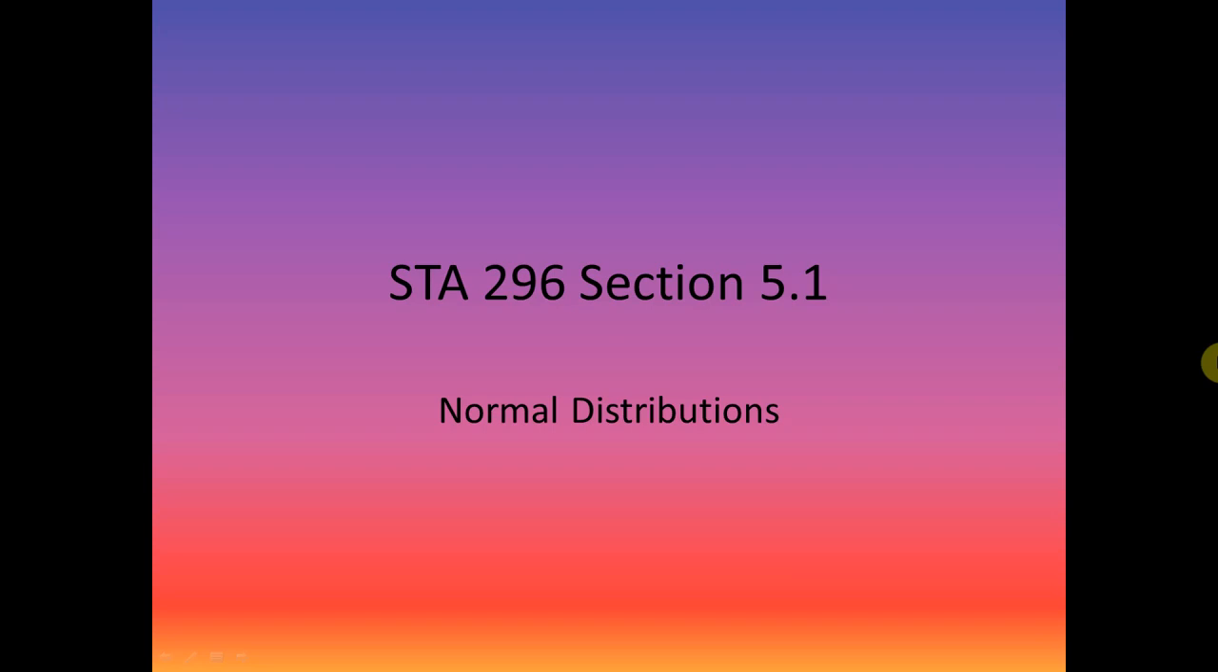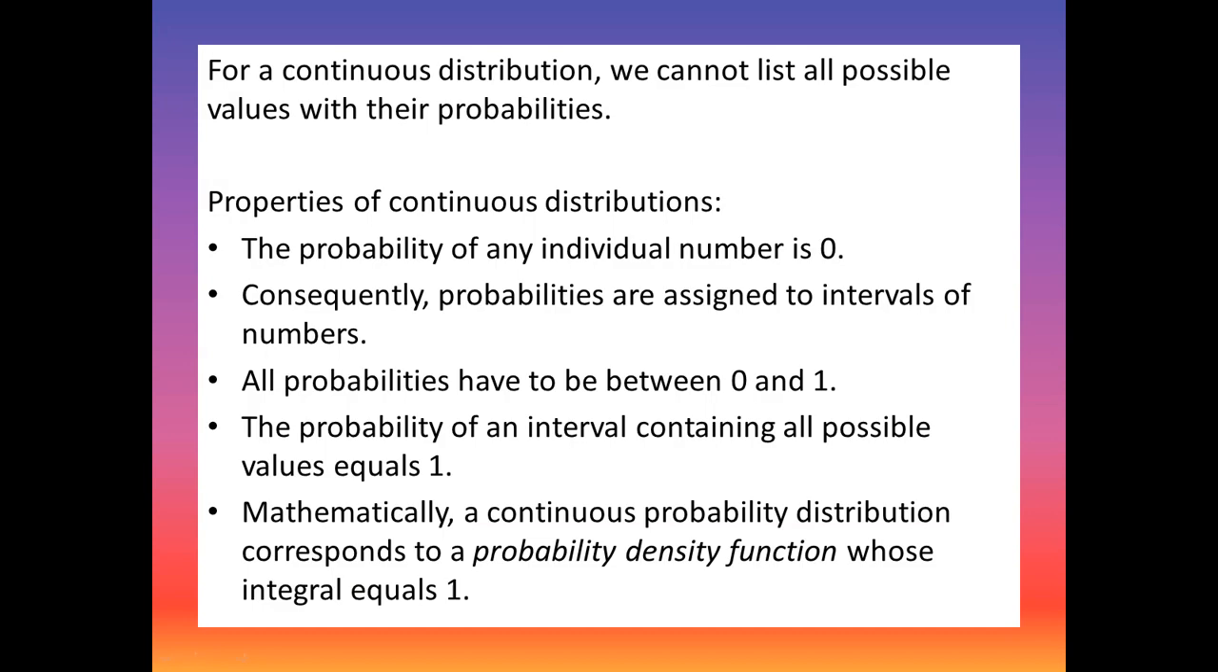Section 5.1 covers normal distributions. We're going to back up a little bit and talk about some general continuous distribution properties first, and then more specifically, we can get into normal distributions. A continuous distribution has uncountably many possible values, so you can't list them all out with their probabilities in a table or anything like that.